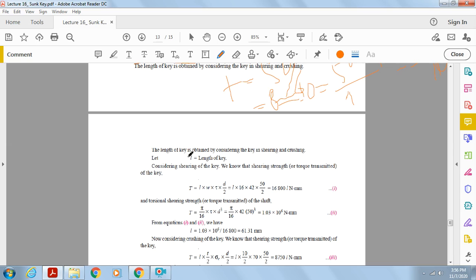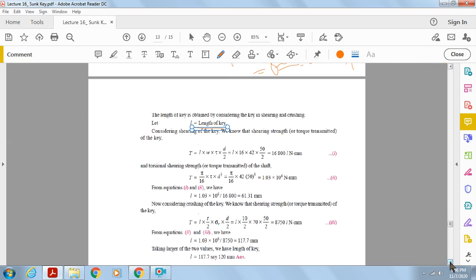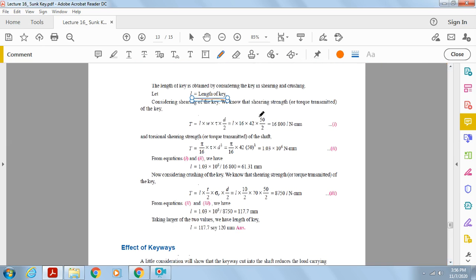The length of the key is obtained by considering the key in shearing and crushing. So let L equal the length of the key. Considering the shearing of the key, the torque transmitted by shearing will be T equal to L into W into tau into d by 2. So putting all those values, finally we get 16,800 L Newton millimeter. Similarly, the torsional shear strength is T equal to pi by 16 tau d cube. So putting all those values, we get this relation.